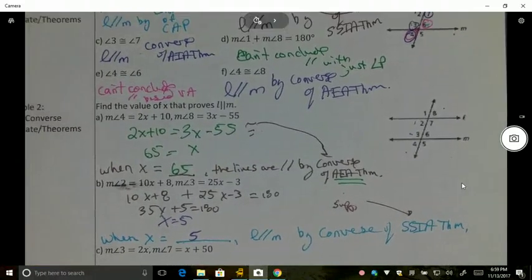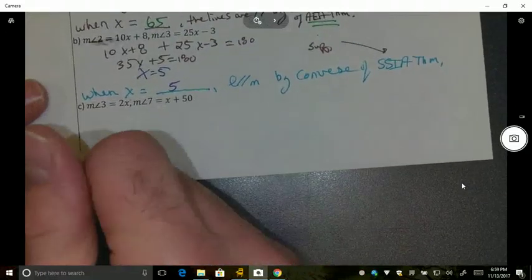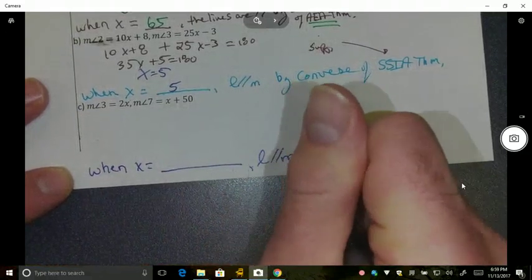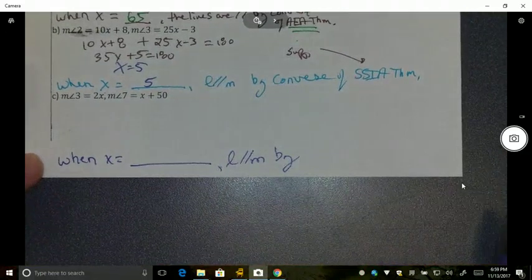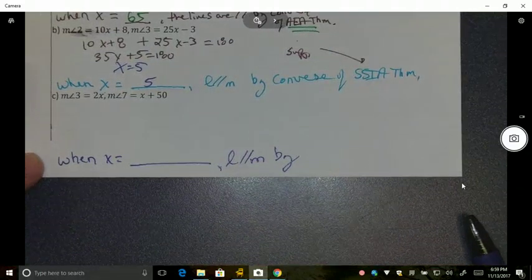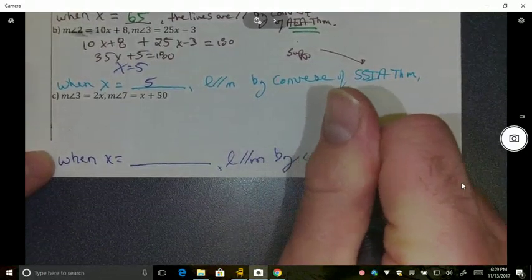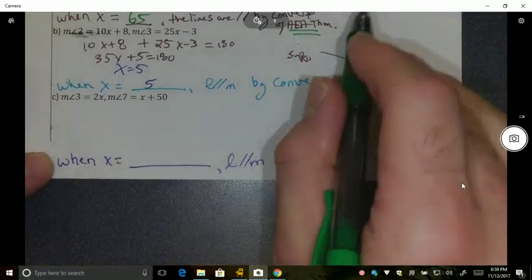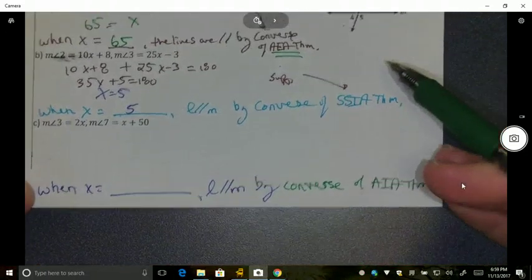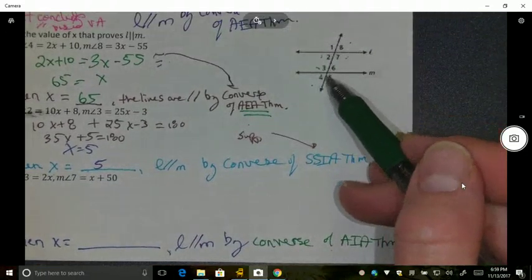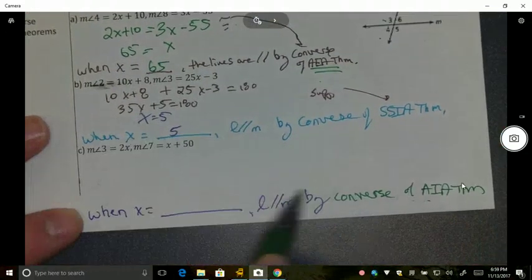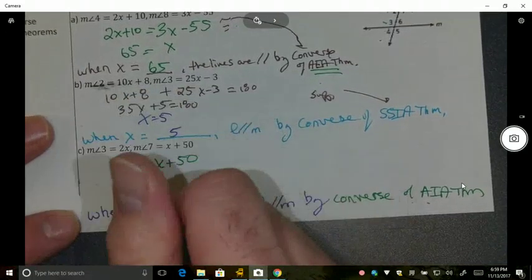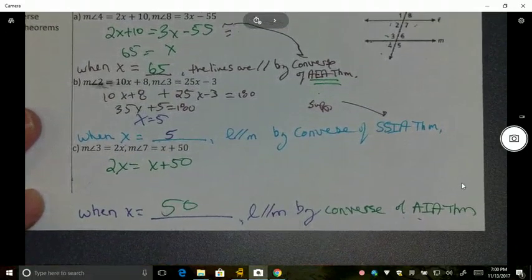Try this for letter C. See if you can set it up and correctly write the statement when x equals blank, L is parallel to M by. All right, hopefully you said by converse of alternate interior angles theorem, since 3 and 7 are alternate interior angles in the picture. They make the letter Z. So, since they're alternate interior, I need a value of x that makes those two expressions equal. Subtract x from both sides, x equals 50 will force the lines to be parallel.